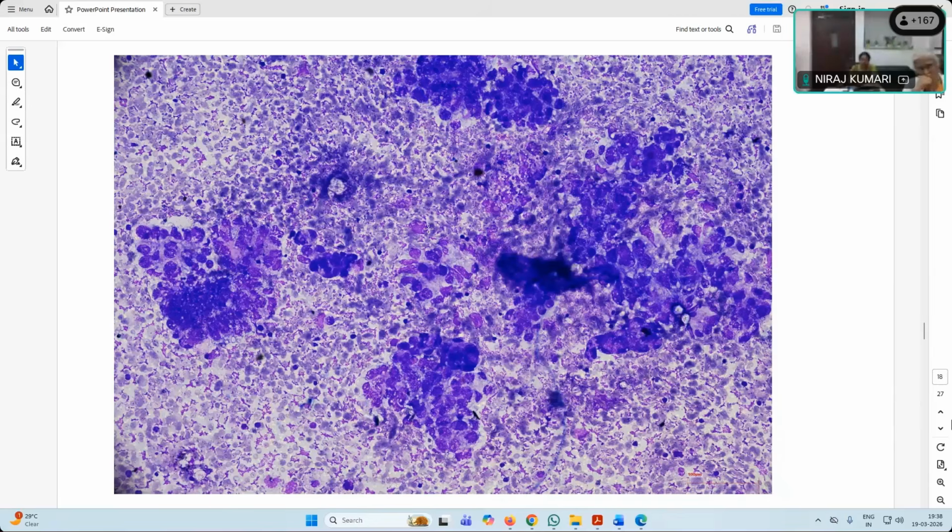So this child had an undescended testis. So what are the tumors which you expect to arise from an undescended testis? So this was the abdominal mass, but then this child had an undescended testis, which was later found out on examination. Now, what are your differentials? Seminoma. A 3-year-old. Think of the age.